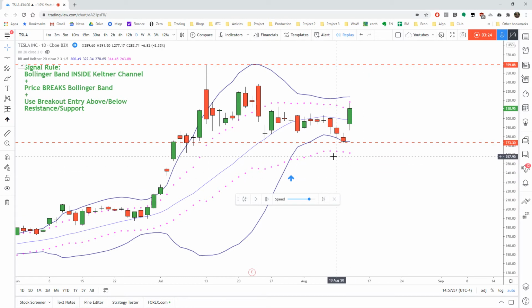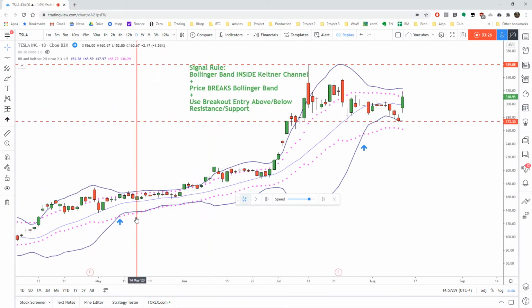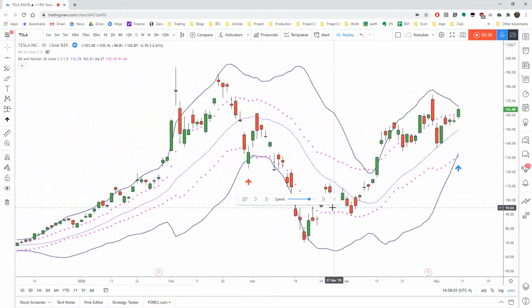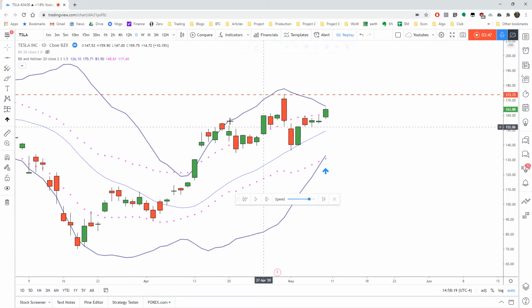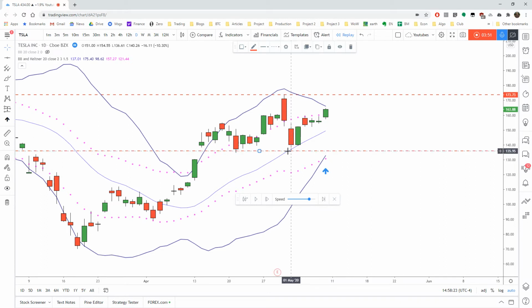Let's look at one more. Go back to here. All right. So again, this is where the Bollinger Band got inside of the Keltner channel. And now we're going to be looking for price to hit either the Bollinger top or the bottom, the blue line at top or bottom. Again, we've got a high right here, and we've got a low right here. So let's see what happens.